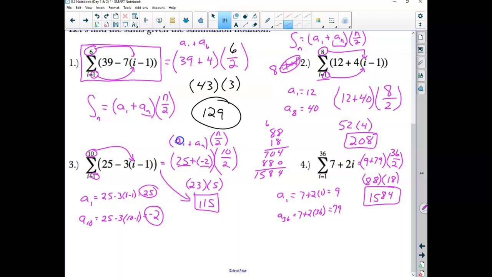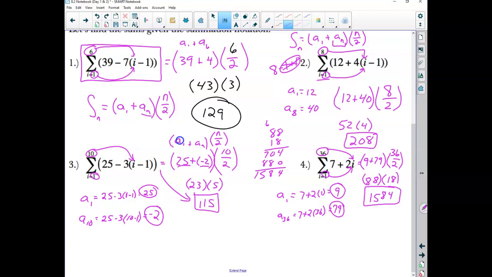Notice the summation of number 4 is a skosh different. My first term is plugging a 1 in, which is going to give me 7 plus 2 times 1, or 9 is my first term. And the last term is plugging a 36 in there. Well, that's 7 plus 2 times 36. That gives me the last term of 79.